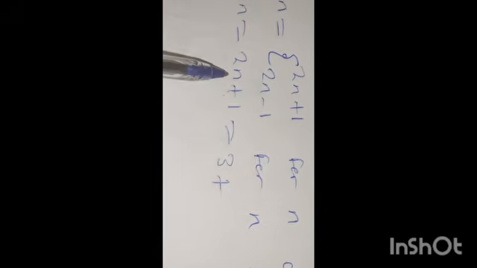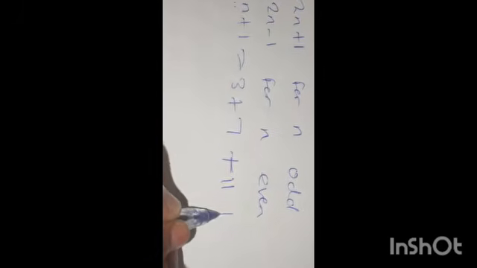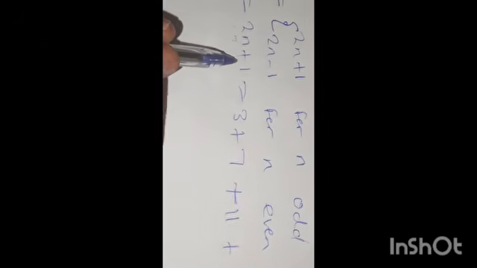So for odd numbers, the first odd number is 1. 2 times 1 gives us 2 plus 1, 3. Then after 1 is 3. 2 times 3 gives us 6 plus 1, 7. Then we go to 5. 2 times 5 gives us 10 plus 1, 11. Then after 5 is 7. 2 times 7, 14 plus 1.